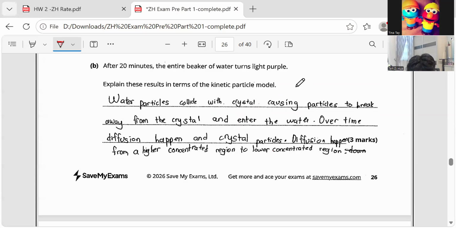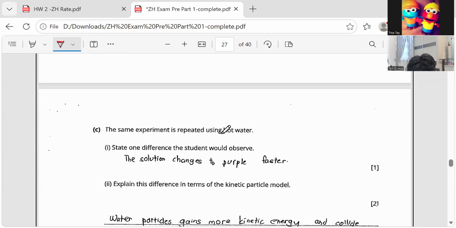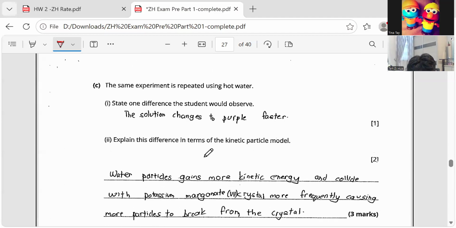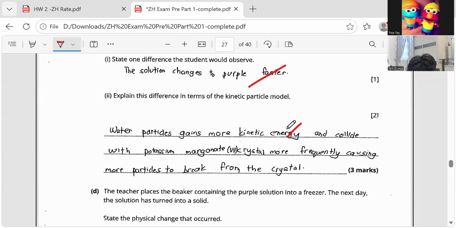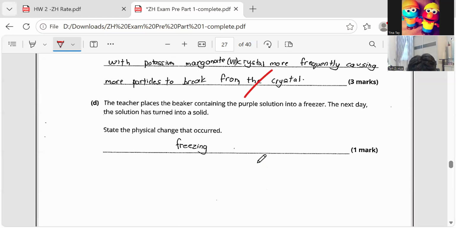So you have to have two words, which are dissolve and diffuse. So you have diffuse, but you don't have dissolve. Okay? And then from high concentration to low concentration and particles moving is correct. Okay. State one difference the student will observe if the solution changes. Okay, correct.